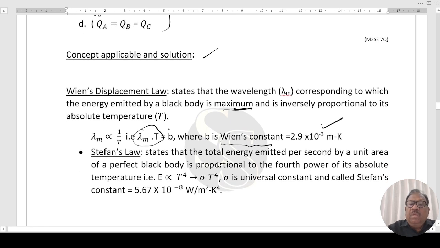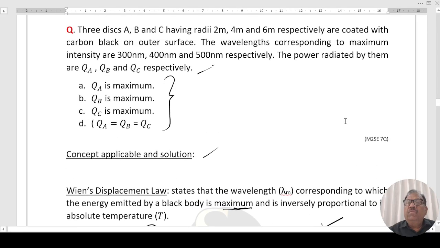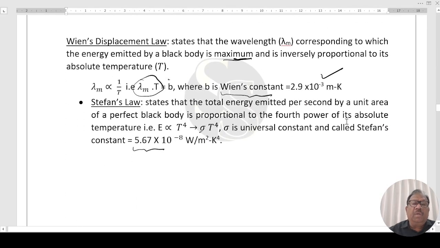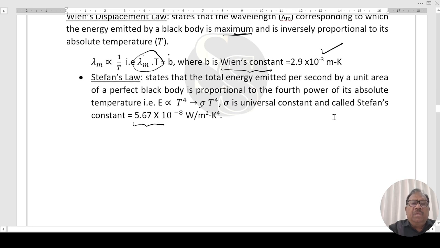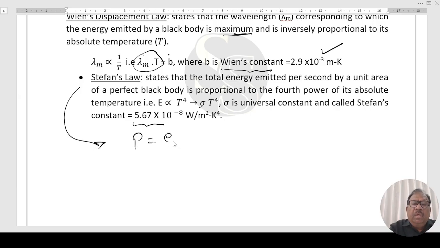Second is Stefan's law. This says that the total energy emitted per second by unit area of a perfect black body is proportional to the fourth power of its absolute temperature. The constant of proportionality is Stefan's constant, its value is 5.67 × 10 to the power minus 8 watt per meter square Kelvin 4. In the given question, we have to find the power. Power means W by t, energy upon time, area cross multiply. From Stefan's law, we know power will be equal to E A sigma T4.